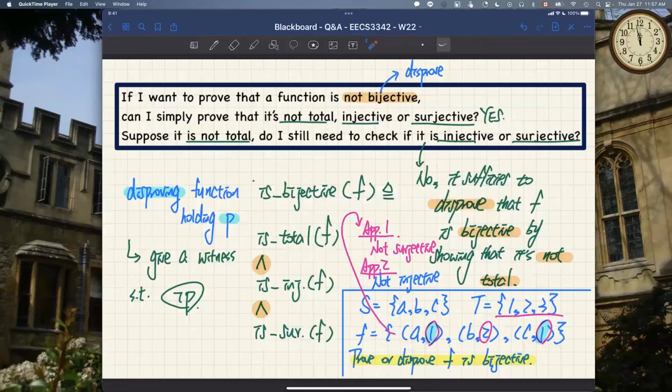However, it is total. A, B, and C, indeed. So it is total, but it's not injective. It's not surjective. Okay, I hope that answers your original question about how to prove bijection.